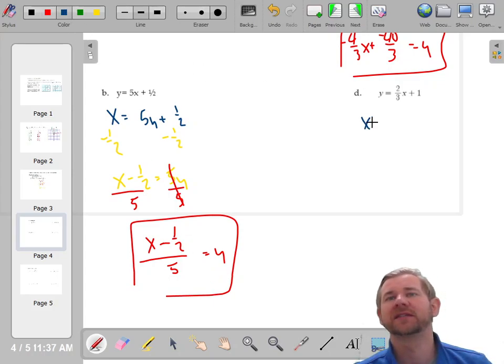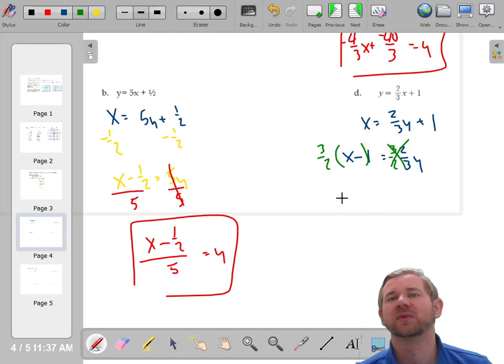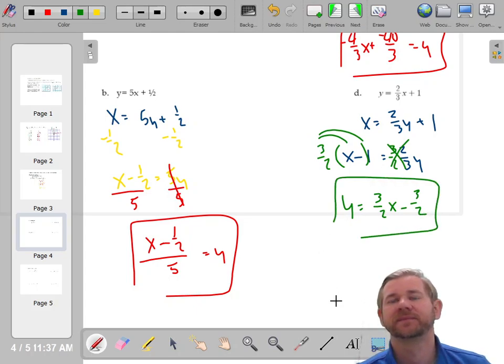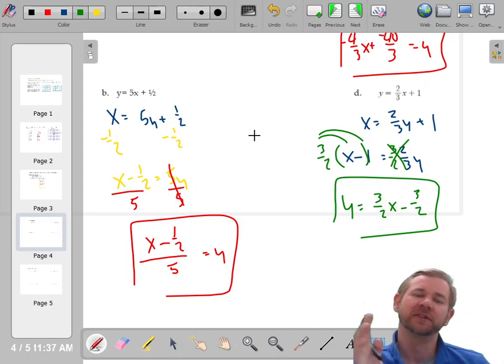Last one, flip x and y, 2/3 y plus 1. Subtract 1. And then to undo multiplying by 2/3, multiply both sides by 3/2. So that goes away, and you can just write it as 3/2 x minus 3/2 if you want to distribute. Okay, we could have distributed there too, but it's fine. They're both correct. All right, those are linear functions.